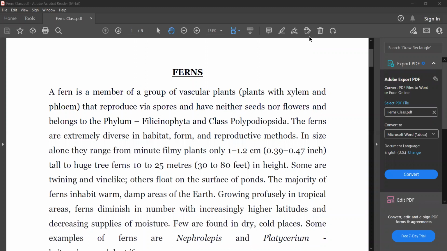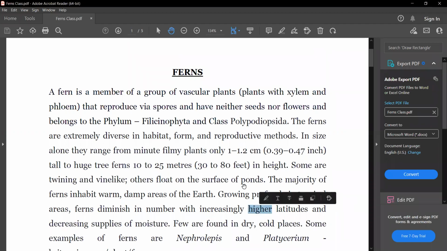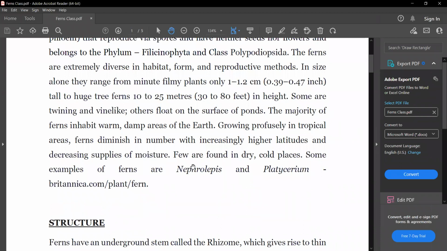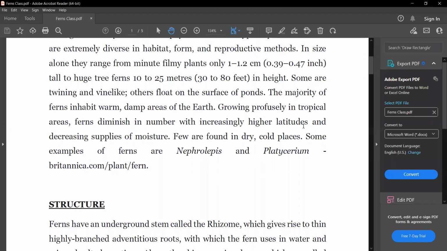These plants are flowerless. Because of their structure, they have diverse habitats. You find them in dry areas, cold places, damp areas, warm areas. They have vast areas in which you can find these plants, right? And some common examples are Nephrolepis. Can you see my screen and my cursor? Nephrolepis and Platycerium. Those are the common examples of the fern. Are we good?